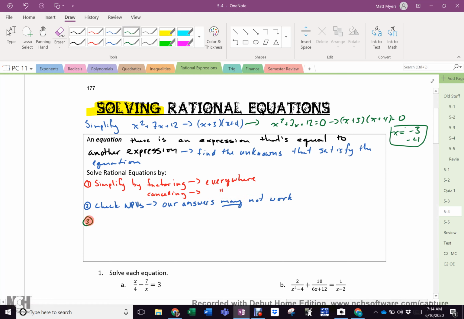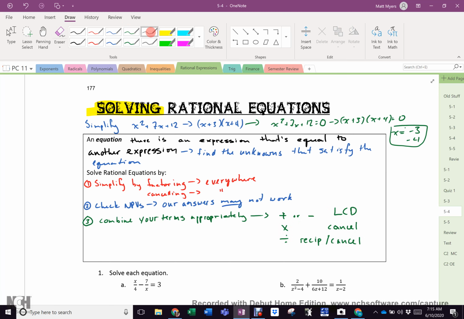3, and I'll try to keep the colors going. Combine your terms appropriately. What do you mean by that, Mr. Myers? Well, if it's an add or subtract equation, then we got to find a lowest common denominator. If it's multiply, we just got to cancel. If it's divide, we got to reciprocate and then cancel.